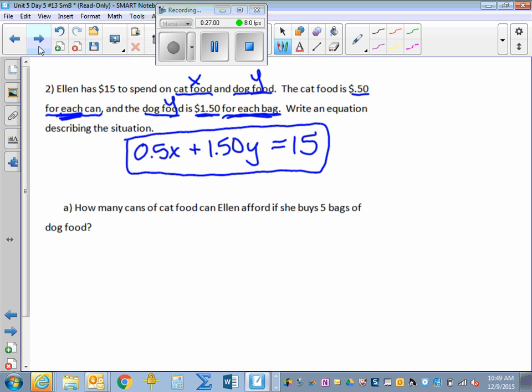A. How many cans of cat food can Ellen afford if she buys 5 bags of dog food? Alright, which variable represents cat food? X. Good. And which one represents dog food? Y. And do we know how much cat food? We don't know, right? We're trying to find that out. And how much dog food does she have?